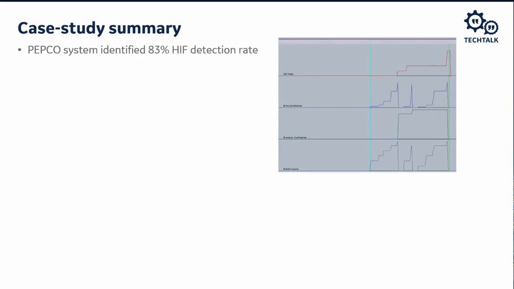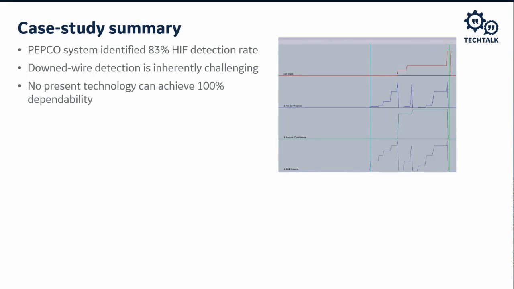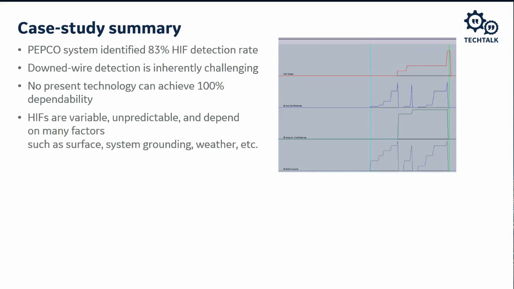The study showed that the PEPCO system achieved an 83% HIF detection rate, and we must remember that downed wire detection is inherently challenging. There's no present technology that can achieve 100% dependability. This is because HIFs are variable, unpredictable, and occurrences depend on many factors such as surface characteristics, system grounding, weather, etc. And these challenges call for a balance of safety and reliability in tuning the settings.